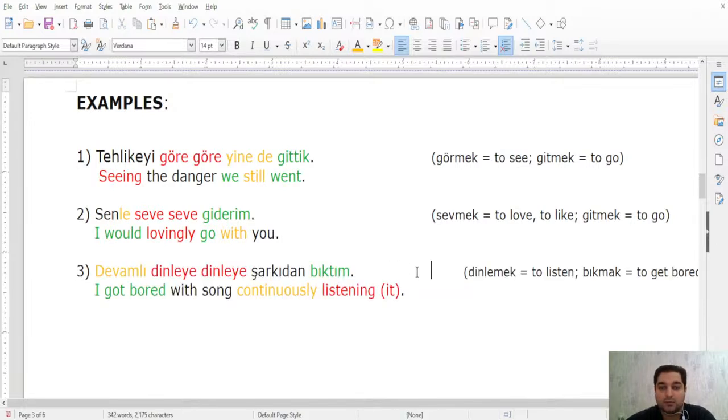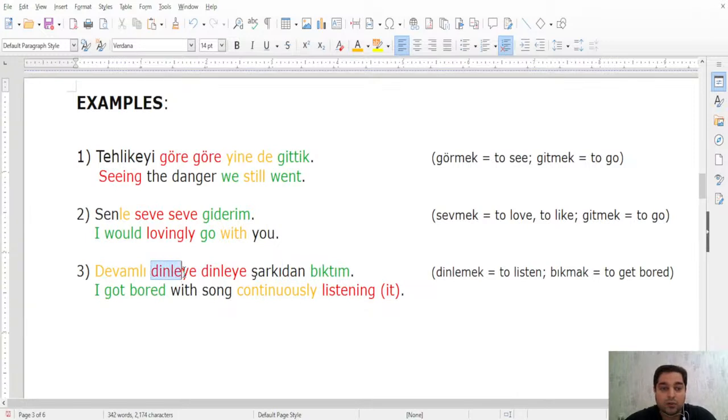Let's look at the third example. The third example is "devamlı dinleye dinleye şarkıdan bıktım." Okay, so bıkmak is used with the ablative case endings, right? So you bık from something. Okay, you bıkmak from something. So for example, senden bıktım. I got bored with you. Okay, I'm fed up with you. Senden bıktım. Şarkıdan bıktım. Hayattan bıktım. I got bored with life. Okay, hayattan. So you will use the ablative, tan ten. That's how you use the verb bıkmak, same as many other verbs where you have ablative endings, okay.